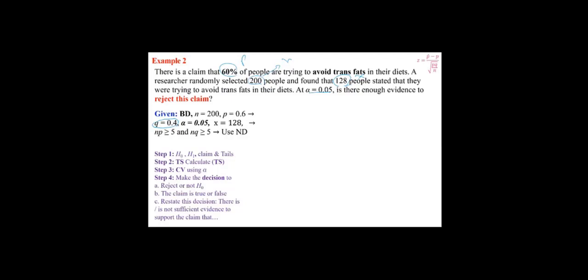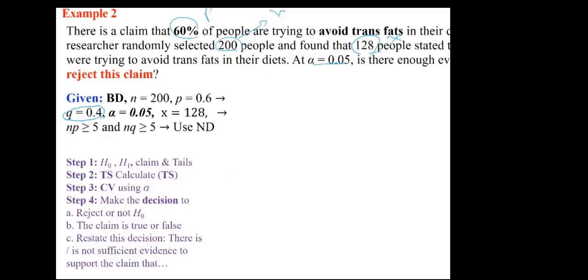H0, we are dealing with a proportion, so p equals 0.6. And again, I can't emphasize this enough. Don't ever use a test statistic for the first step. It's always the population parameter, p, mu, sigma, you name it. So p equals 0.6. Now, what is H1?